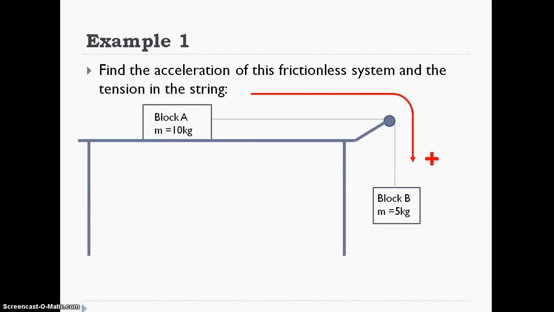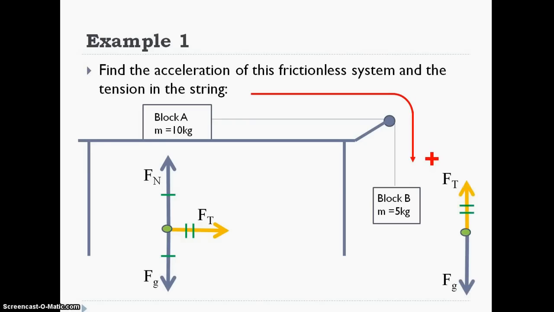So that's why the weight of the 5-kilogram block is considered to be positive. So first up, we've defined our coordinate system. Second up, I guess, then let's do a force diagram for each. So here's my block A, here's my block B.